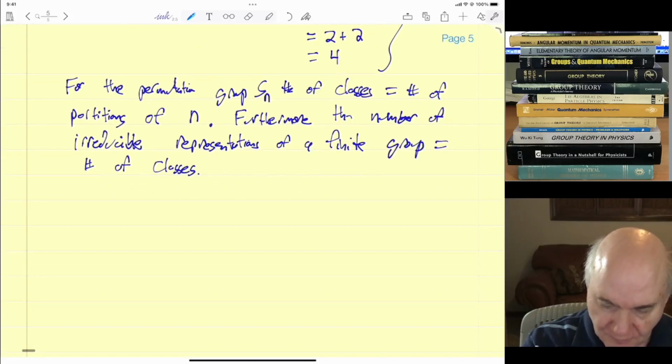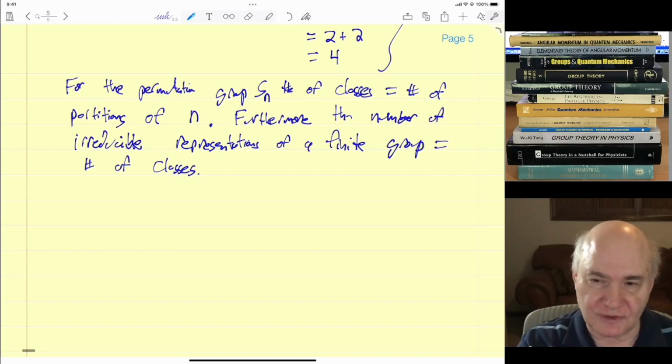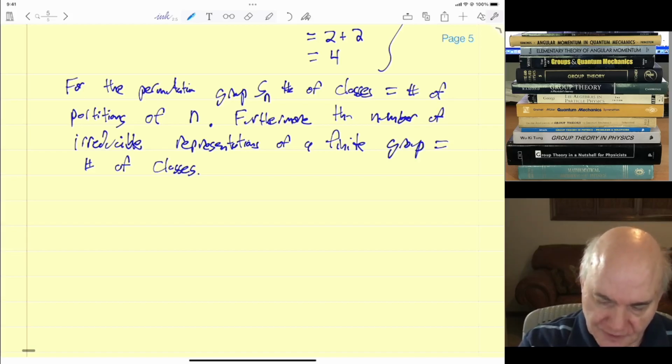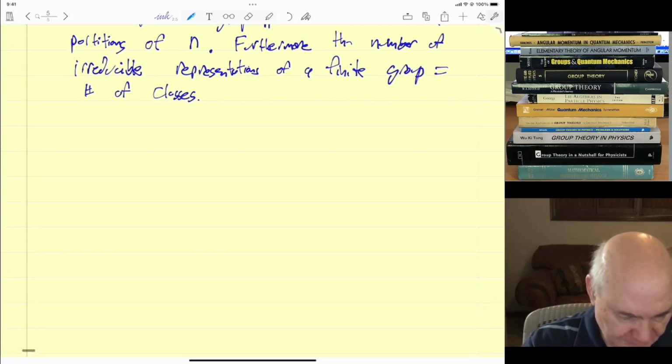But keep in mind, for S4, we've shown that there are 5 partitions of 4. And then we seem to get 5 different kinds of permutations with different cycle structure. 2 permutations with the same cycle structure are in the same class. So we get 5 classes. That means that there's 5 irreducible representations of the group S4. That's important, as we'll see. Okay.